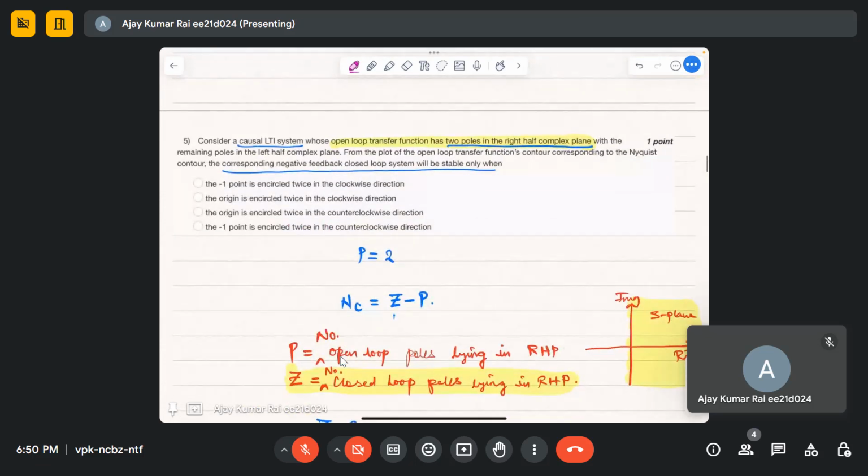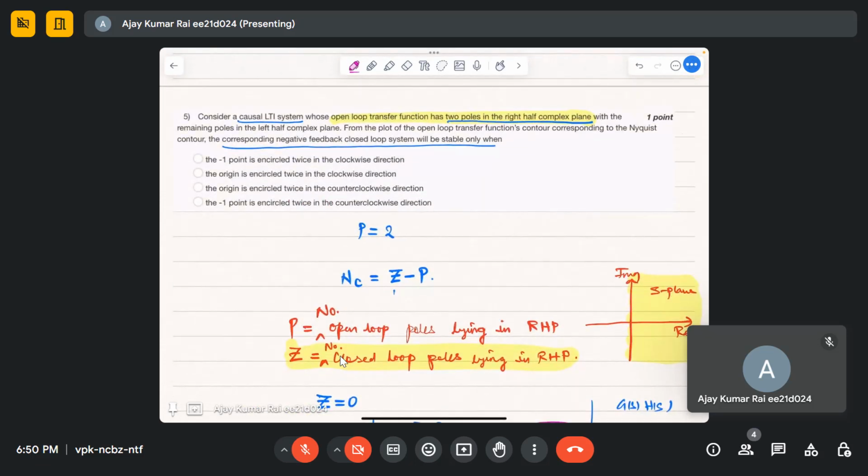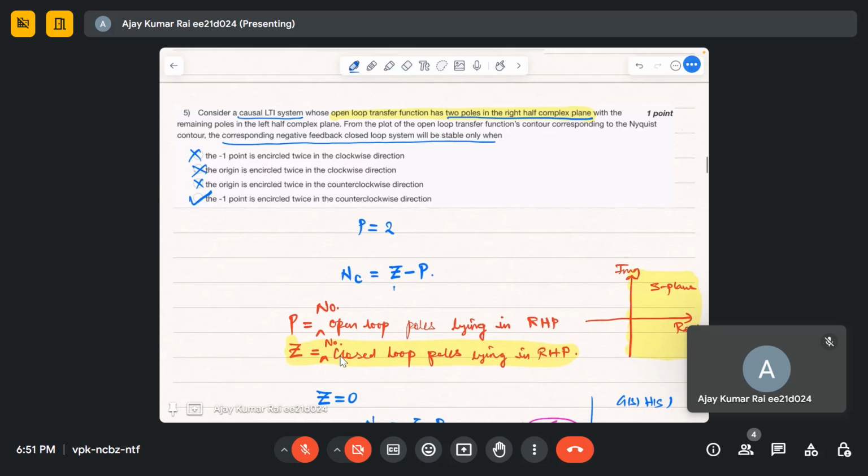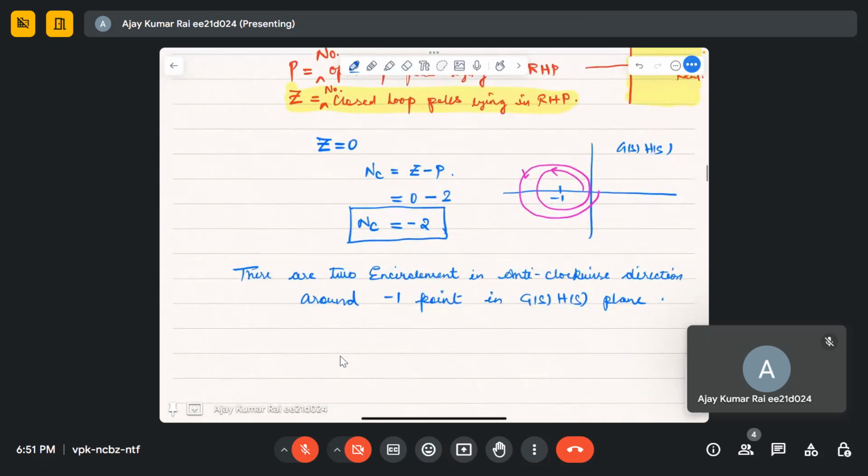Let's see the options. We have the first one. If you see the option, the -1 point is encircled twice in the clockwise direction. So this is wrong, right? Another option says the origin is encircled twice in the clockwise direction. We're not concerned about the encirclement around the origin. The next option says the -1 point is encircled twice in the counterclockwise direction. So this is correct. Last one.